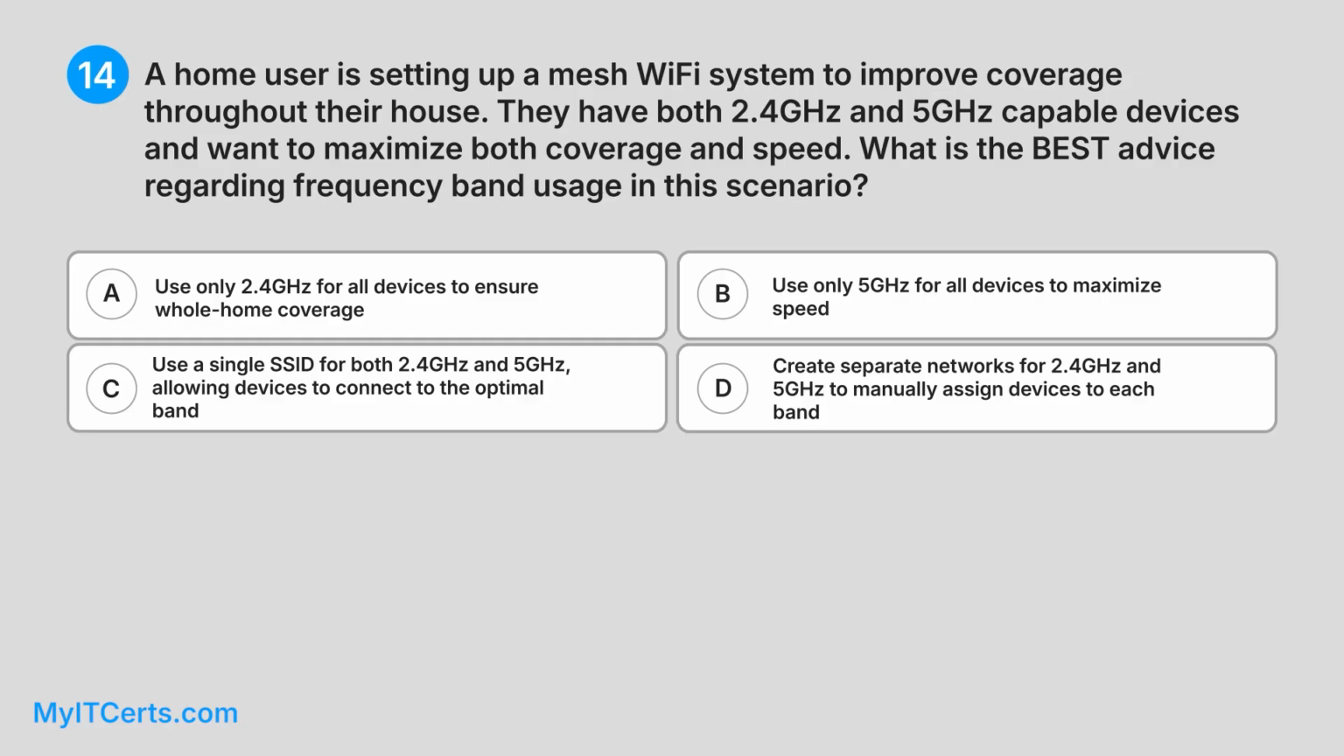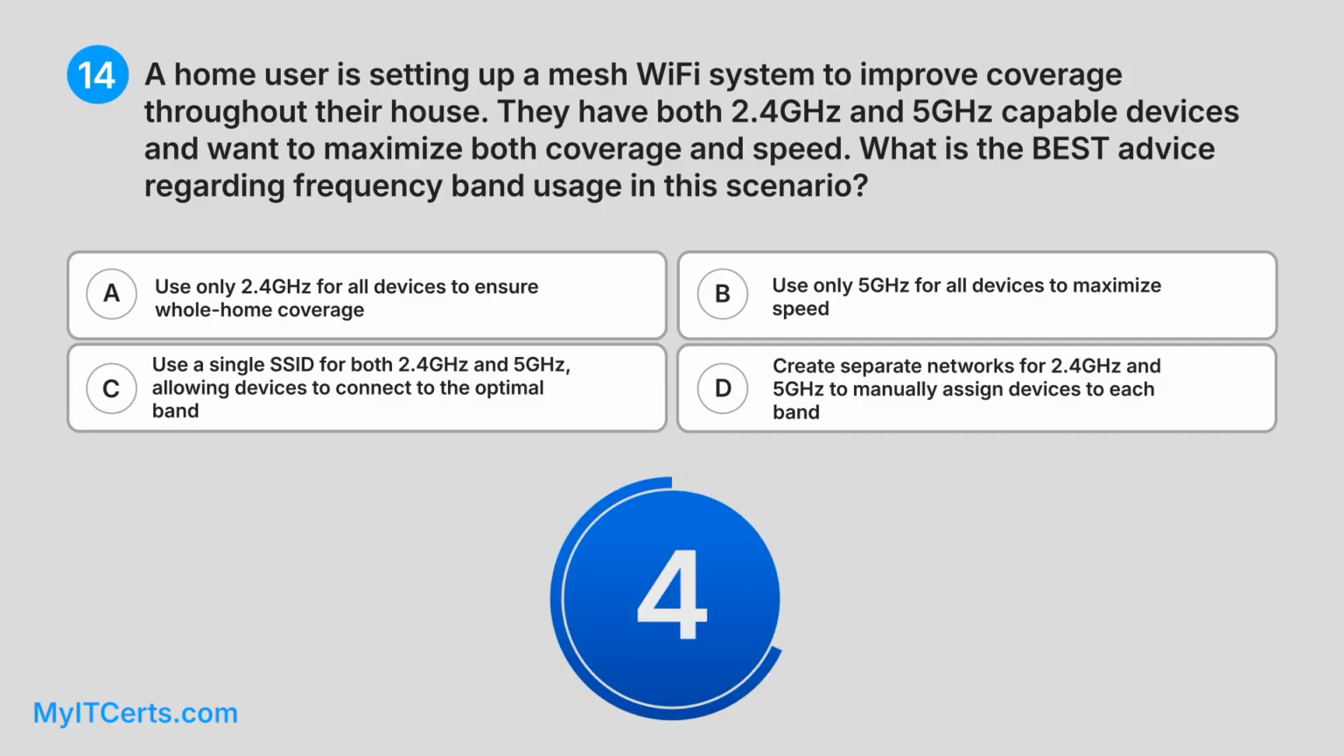A. Use only 2.4 GHz for all devices to ensure whole home coverage. B. Use only 5 GHz for all devices to maximize speed. C. Use a single SSID for both 2.4 GHz and 5 GHz, allowing devices to connect to the optimal band. D. Create separate networks for 2.4 GHz and 5 GHz to manually assign devices to each band. What do you think is the answer?